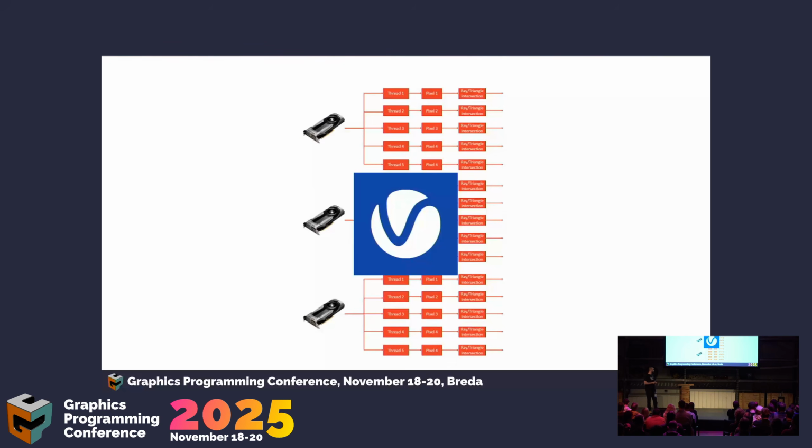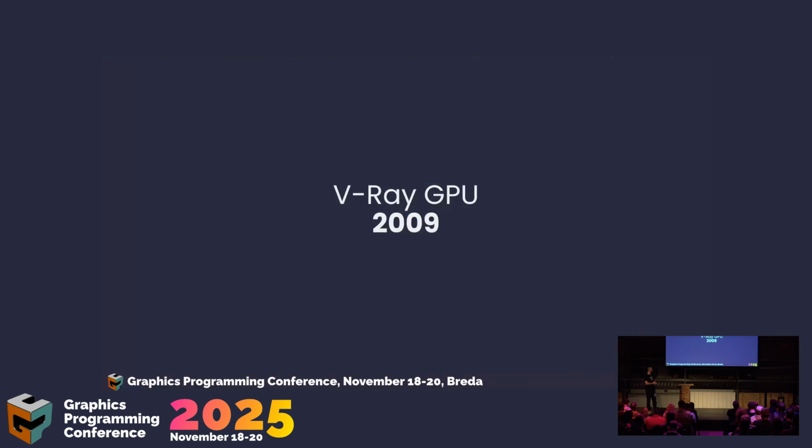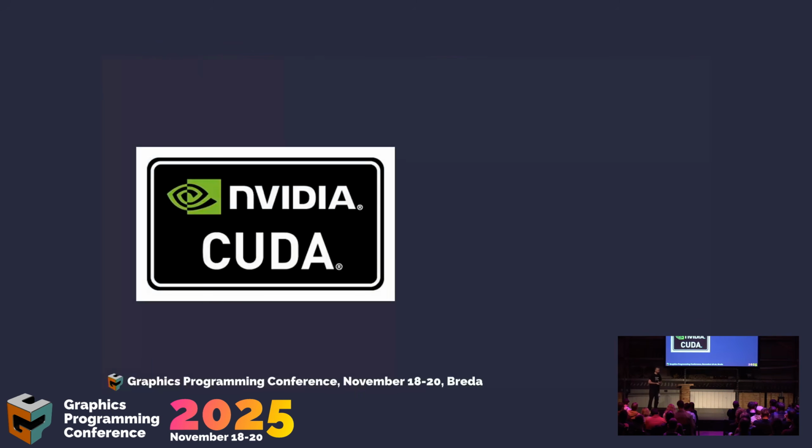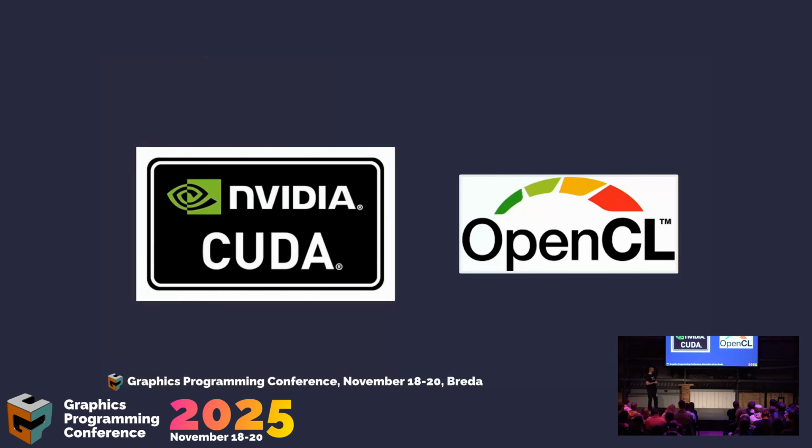And of course, V-Ray took advantage of this. When the graphics cards caught up, we implemented the GPU version of V-Ray, and it was officially released around 2009. It was initially implemented using the CUDA toolkit for GPU programming. Later, it was ported to OpenCL. Now we also have a Metal version of it, and also a HIP version.